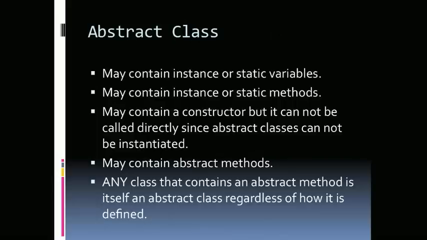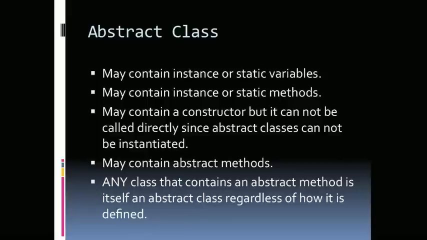So let's talk a little bit about abstract classes and how they differ from regular classes. First of all, an abstract class may contain instance or static variables. There's no difference from regular classes in that aspect. Abstract classes may also contain instance or static methods. That's no different than regular classes. Here's where things start to get a little bit different.